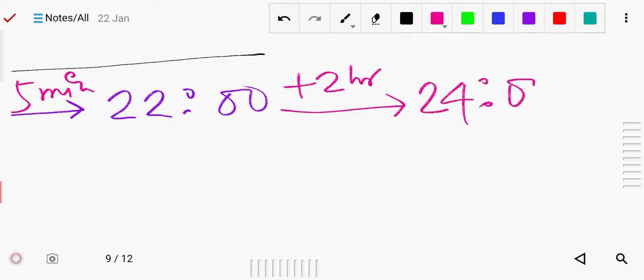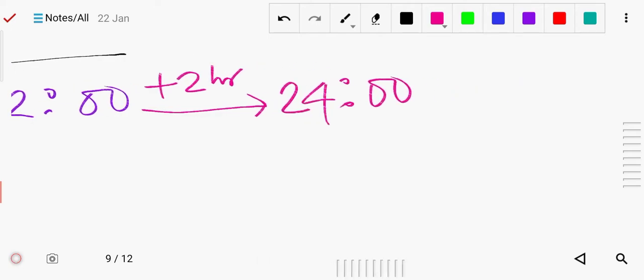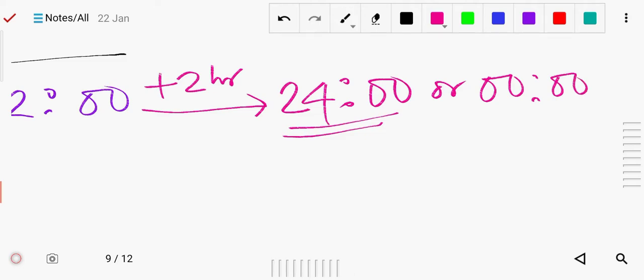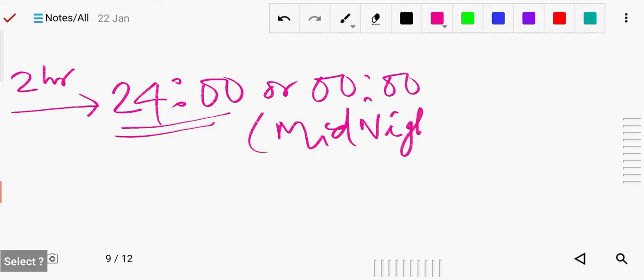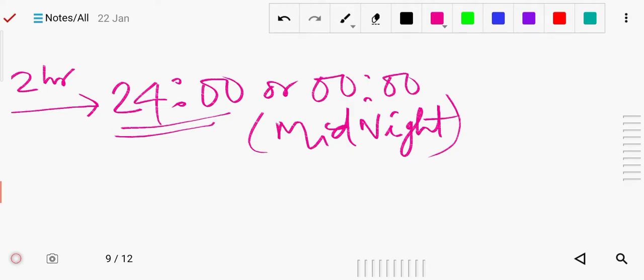24 means it will be noon. Exactly, it is noon, or you can say 12 hour, or this is the 24 hour clock, you can say 00. Okay, so this is your which time? This is your midnight. Okay, this time is your midnight.